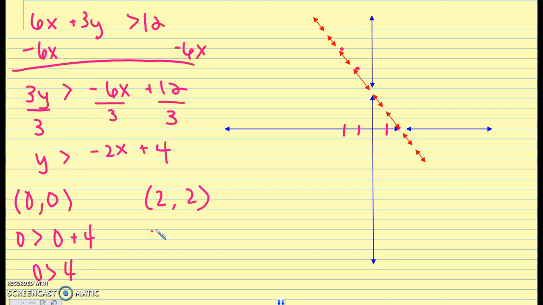That's not true. This one we need 2 is greater than -4 plus 4. 2 is greater than 0. That is true. So I'm going to shade the side of the line where my inequality is true. So 2, 2 is over here, so I'm shading this side of the line, above the line. That's a pretty shading. Okay.